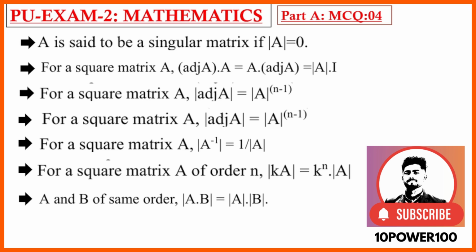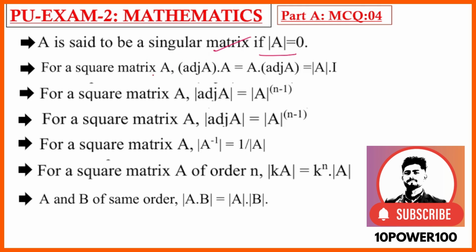Okay, so let's get in, children. Okay, so these formulas are very important. Right from formula 1: A is said to be a singular matrix. Singular matrix means the determinant of that matrix will be 0. So this is very important. Remember this condition, it will be used when solving problems.